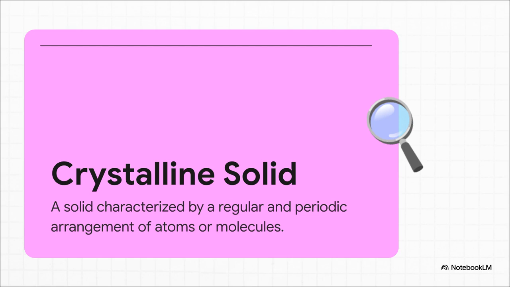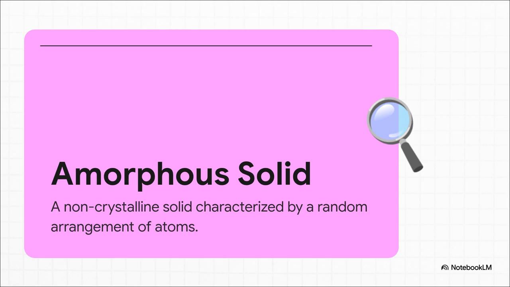So let's break that down. A crystalline solid, it's all about that regular and periodic arrangement. It's like soldiers standing in perfect formation. You've seen these everywhere. Think about sugar, the quartz in your watch, even table salt. Now, the complete opposite of that is an amorphous solid. It's all about randomness. There's no pattern, no long-range order to speak of. It's kind of like a crowded room where everyone is just standing wherever they want. Glass and rubber, perfect examples of this atomic chaos.